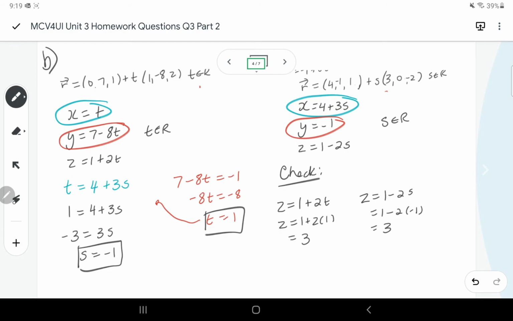So I know my point of intersection. I know the y. And if x equals t, then that's just equal to 1. So the POI, I'm getting this from a bunch of places. I knew y was negative 1 at the start. X was t, which is just 1. And I've solved for z, which is 3. So my POI is 1, negative 1, 3.